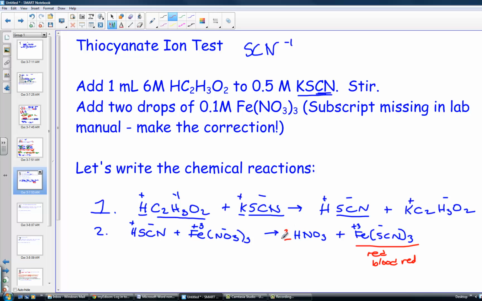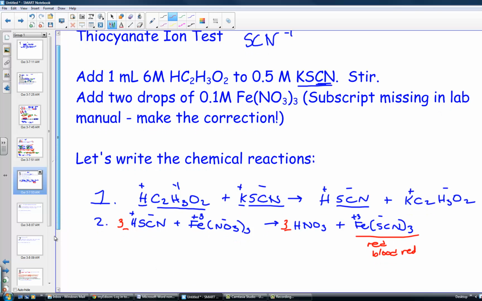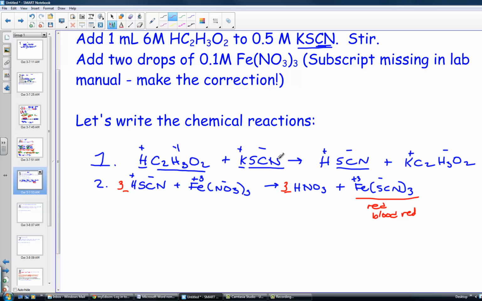Let me just take a moment and get that balanced before I walk away and forget. 3 H's, 3 H's, 3 nitrates, 1 iron. I think that did it. A 3-1, 1-3. So this right here becomes the chemistry for the presence of thiocyanate. First step is necessary to put a hydrogen on the ion we're testing so that when we add the iron, we can pull that hydrogen off and find that thiocyanate group. Alrighty. So a two-step molecular equation, 3 ingredients.